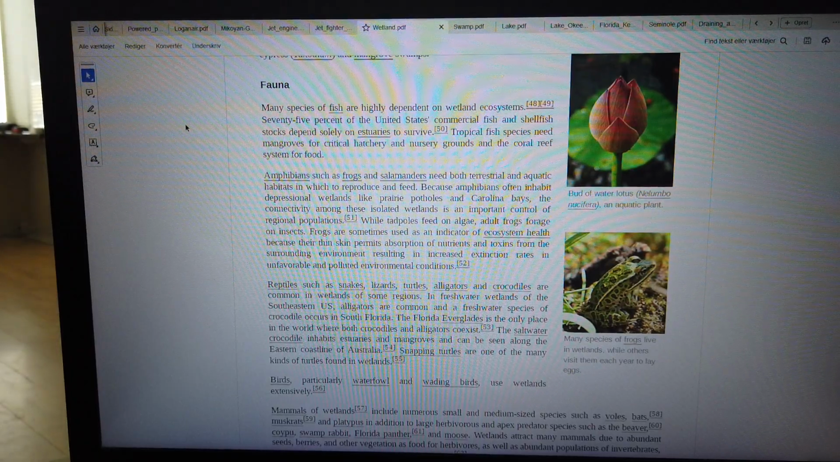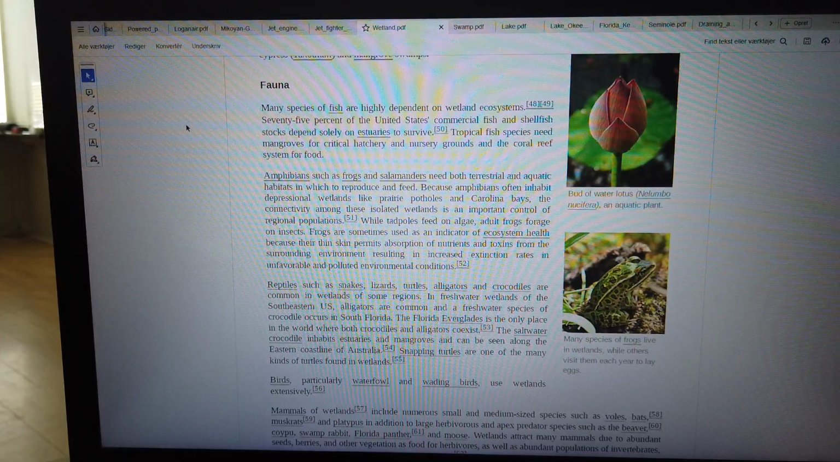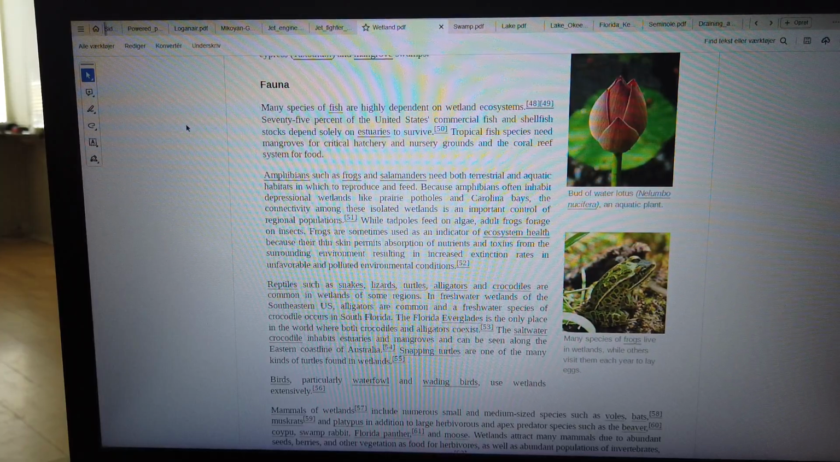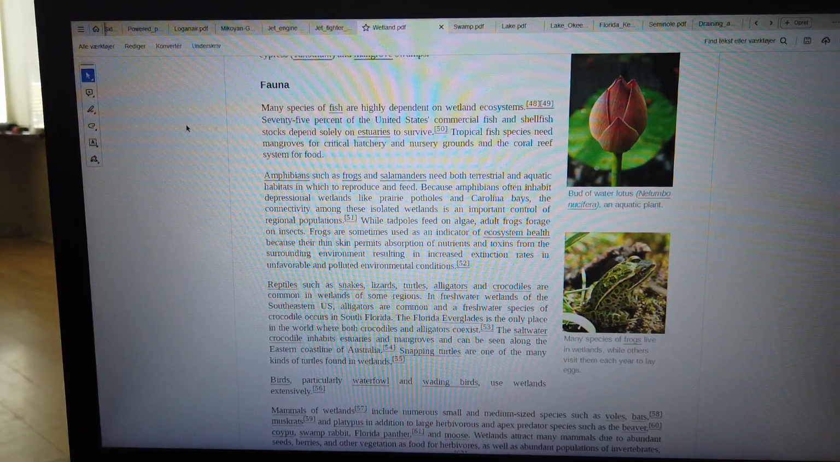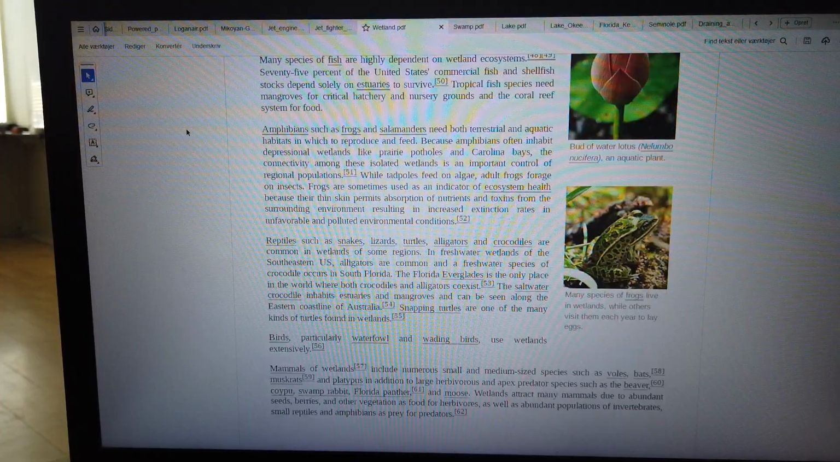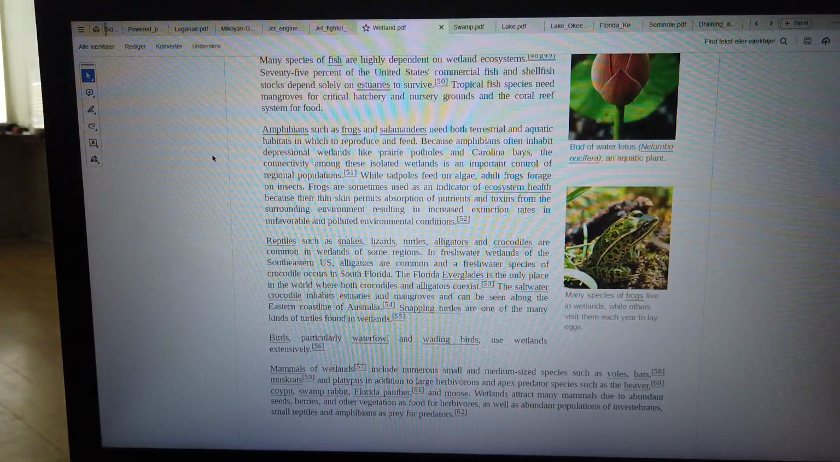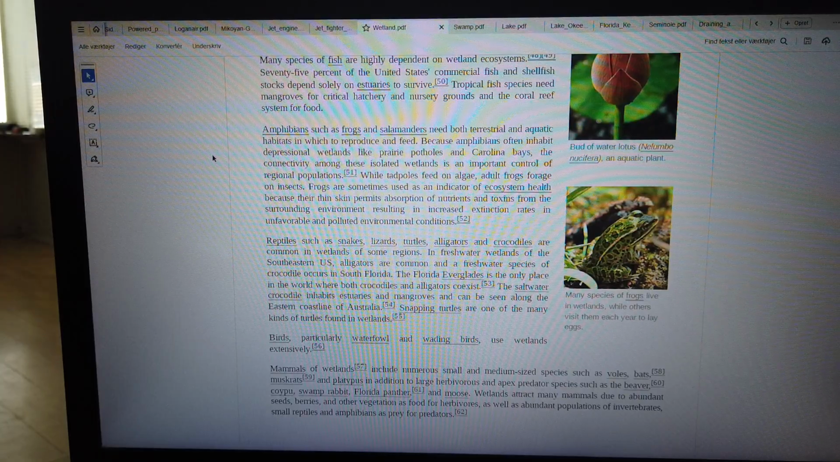Amphibians such as frogs and salamanders need both terrestrial and aquatic habitats in which to reproduce and feed. Because amphibians often inhabit depressional wetlands like prairie potholes and Carolina bays, the connectivity among these isolated wetlands is an important control of regional populations.